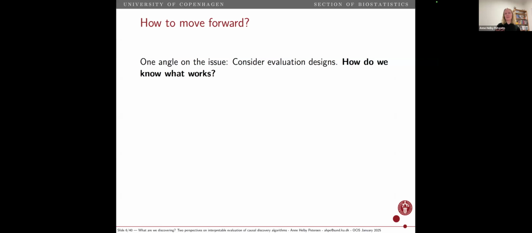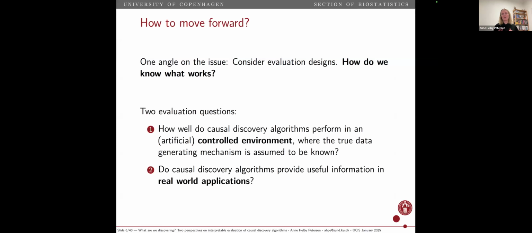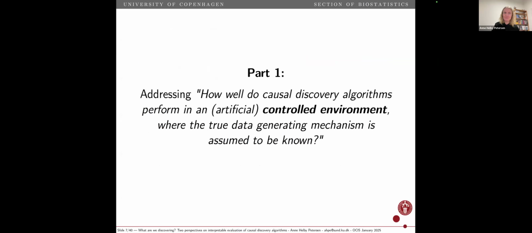And what I'll propose today is to think more about how we evaluate these methods and how we come to know what works and what doesn't work. So I will divide it into two different evaluation questions. One is, how well do causal discovery algorithms perform in an artificial controlled environment where we know the true data generating mechanism? And the other one is, how do these algorithms then provide information in real world application, and is that information useful? That's going to be the two different parts of this presentation.